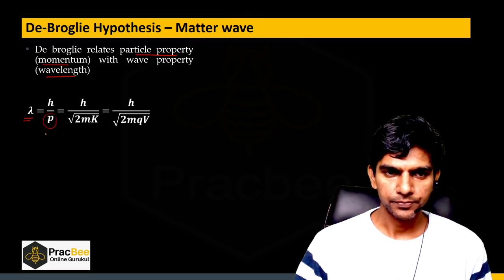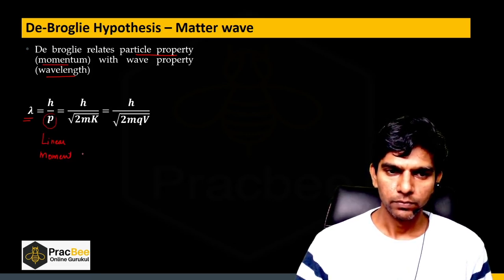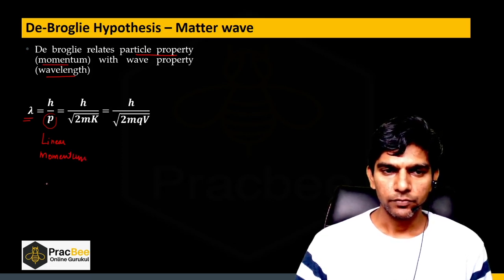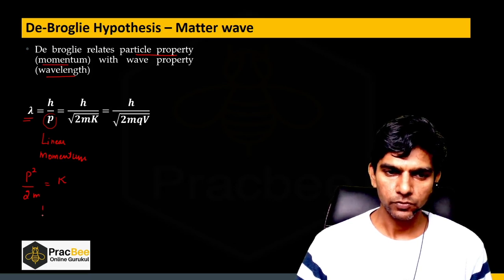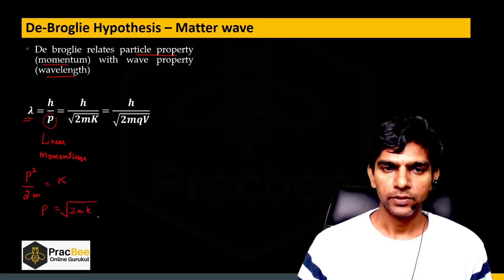where p is the linear momentum. And we know that p square by 2m is nothing but the kinetic energy. So we can write p in terms of kinetic energy as root of 2mK. Okay, so we can write p as root of 2mK.